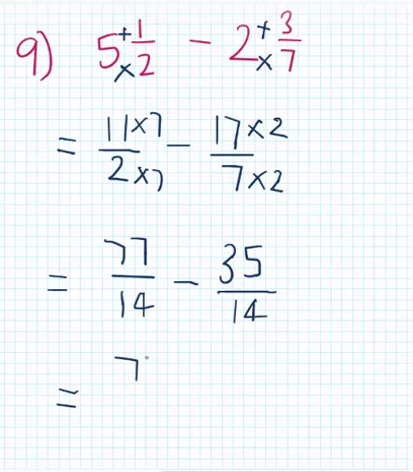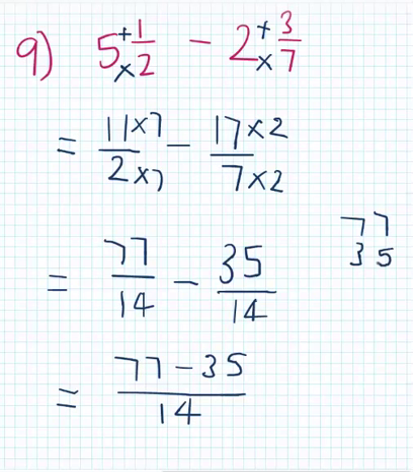Now I have to subtract my numerators. So 77 take away 35 over 14. 77 take away 35, just say if I couldn't work it out, I can quickly set up a calculation. 7 take away 5, I can do that, that is 2, and 7 take away 3 is 4. So my answer is 42. So I'll just squeeze it here. 77 take away 35, yep, is 42 over 14.